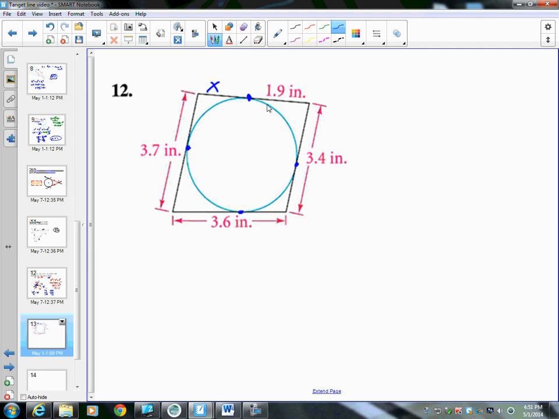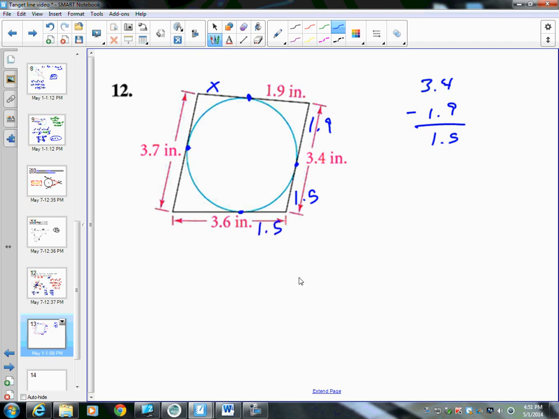Okay, if I know this portion of it is 1.9, and again, if a tangent line intersects another tangent line somewhere outside the circle, then these pieces have to be congruent to each other. So what we're going to do is basically go around the circle. So if this one's 1.9, this one's 1.9, meaning this part has to be whatever 3.4 minus 1.9 is, and 3.4 minus 1.9 gives us 1.5. And again, if this is 1.5, this is 1.5.